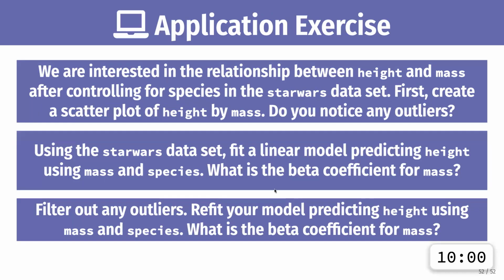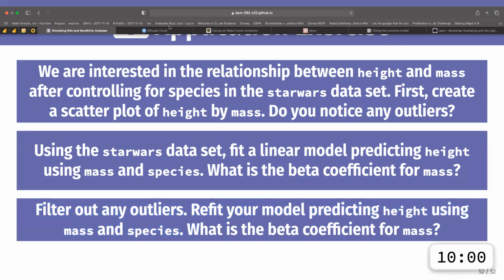And so I have an example here that I was going to have you all go through, but we only have 3 minutes. And so I'm going to do it. I'll code it up and you can code along with me if you'd like. But essentially, I'm using this Star Wars data set, and I'm interested in the relationship between height and mass after controlling for species. And so first we can create a scatter plot of height and mass and check if there's any outliers. And then I'm going to use the Star Wars data set to fit that linear model and look at the beta coefficient for mass. And then I'll filter out any outliers and refit our model and see how that changes our result. And so this kind of gives some sense for how you would do a sensitivity analysis like this.